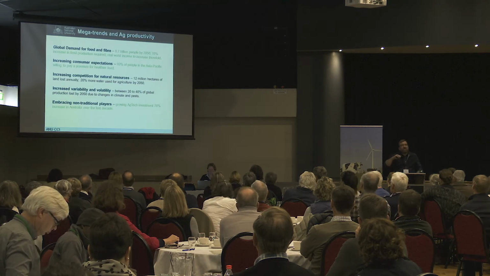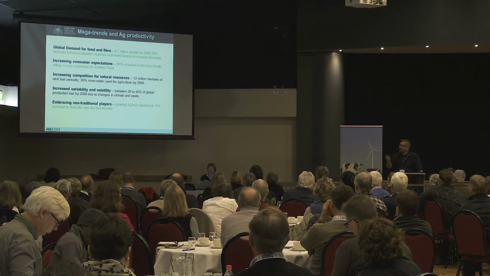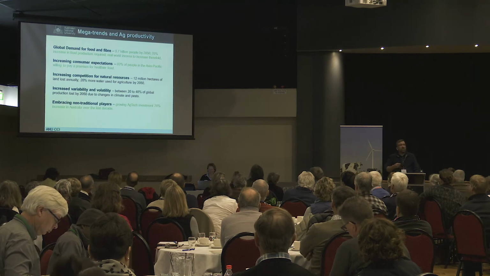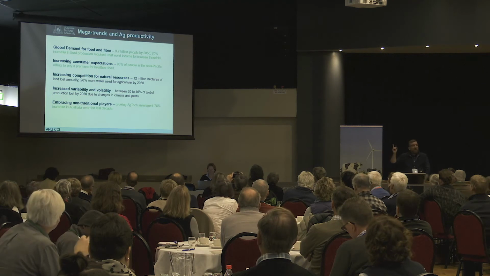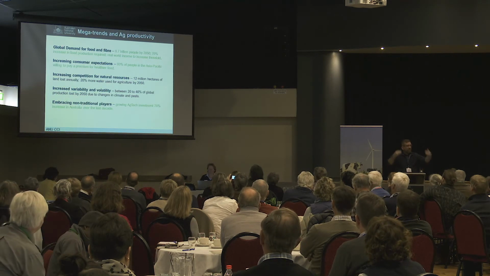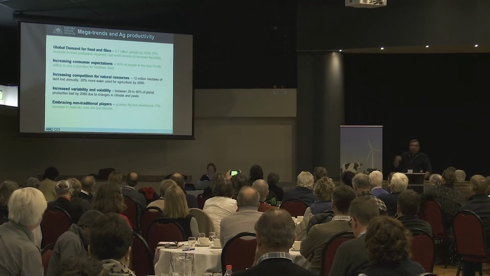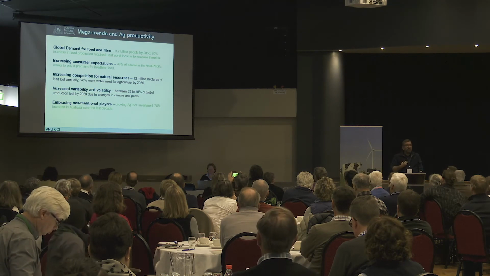So really to end off the presentation, in addition to climate change, we have these other mega trends in agricultural production that are also going to be driving change in the future. The ones I've highlighted in green are really the ones that will aid innovation and aid adaptation, whereas the ones in red are ones that could potentially reduce our ability to innovate.